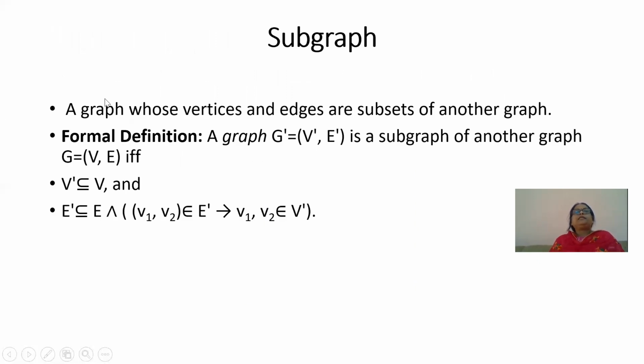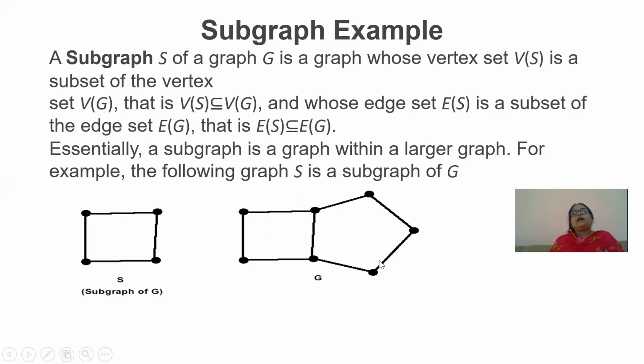A subgraph is a subset of a graph. A graph G dash equal to V dash comma E dash is a subgraph of another graph G equal to V comma E. It means a subgraph is a subset of a graph. V dash is a subset of V and E dash is a subset of E. This is a graph and this is a subgraph. This is also a subgraph.